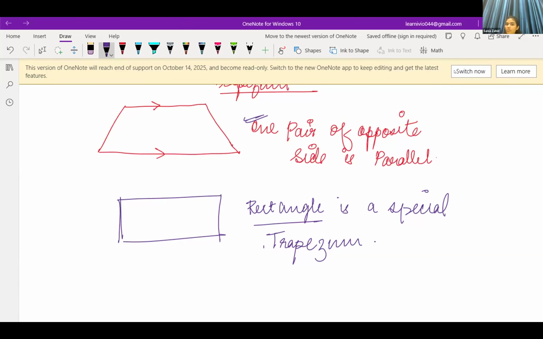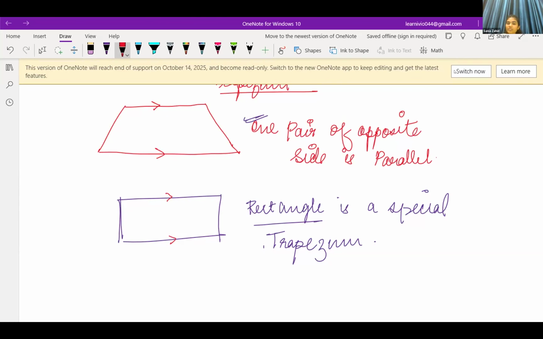Do you have one pair of opposite sides parallel? Yes. You have this pair of opposite sides parallel. In addition to one pair, you have another pair as well in the rectangle. So in a rectangle, you have additionally both the pairs parallel. But the property for trapezium is being followed, right?